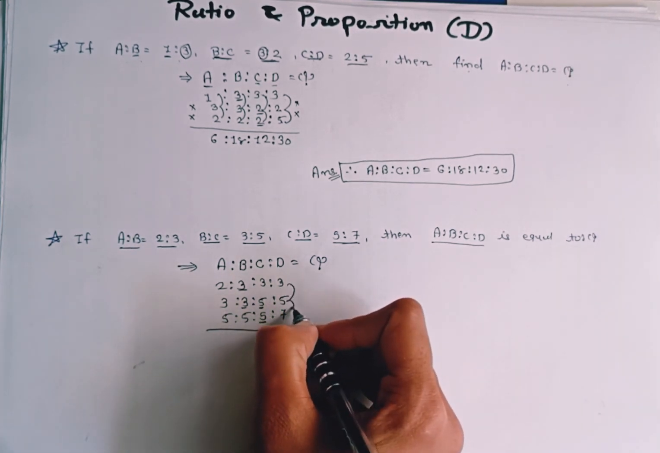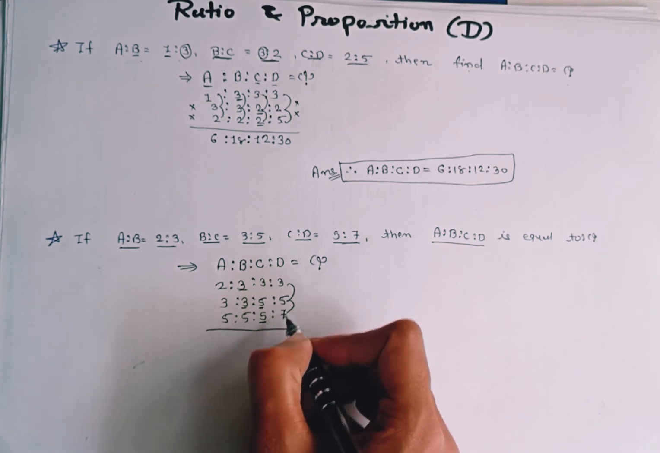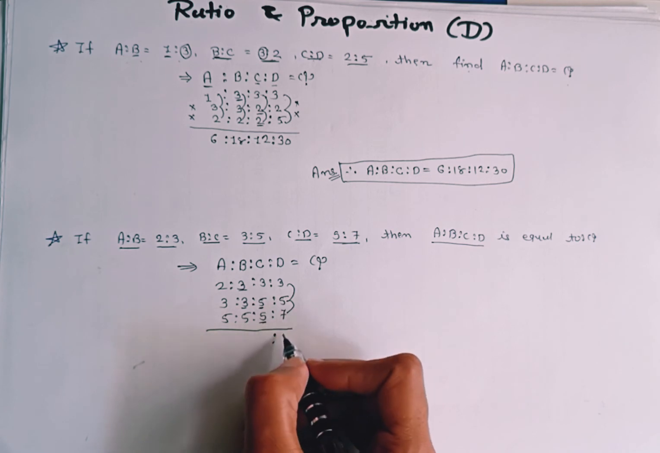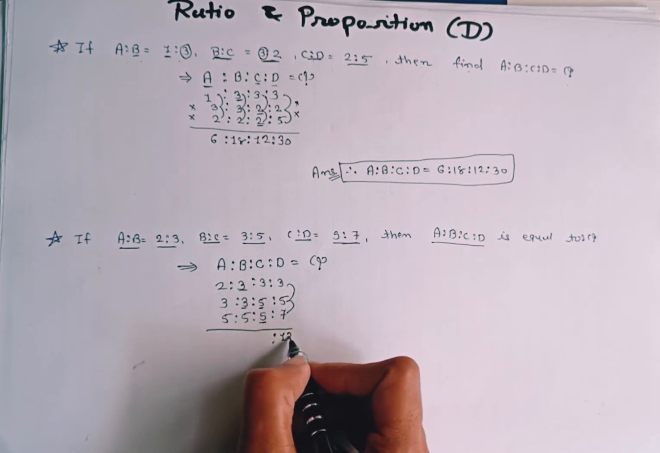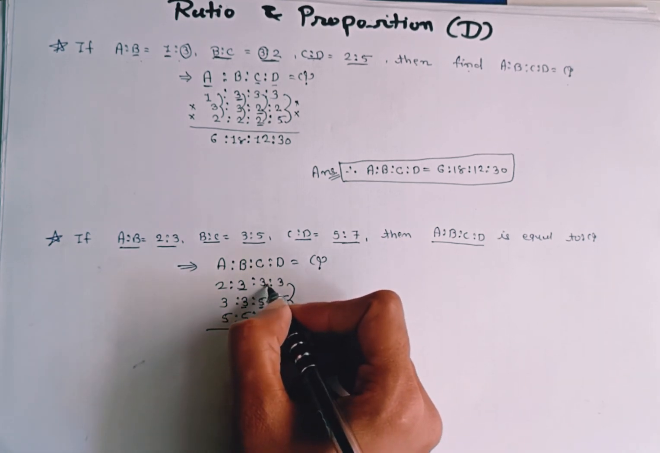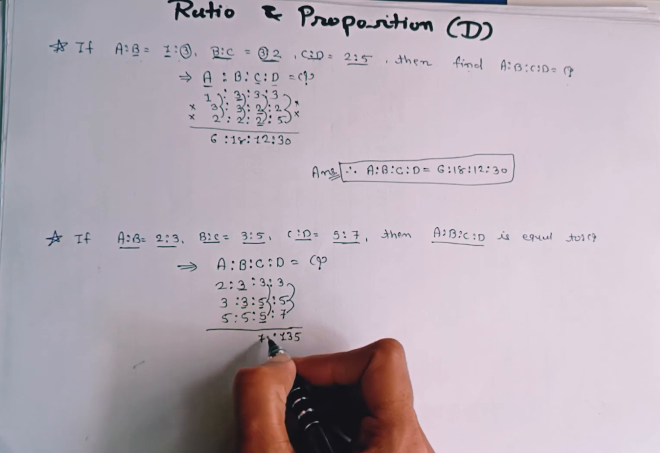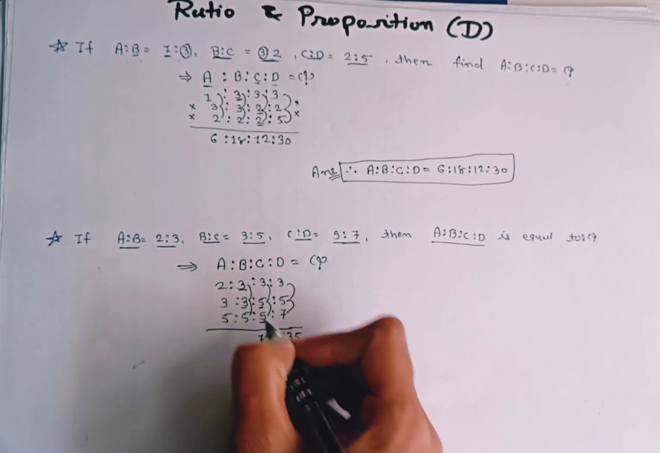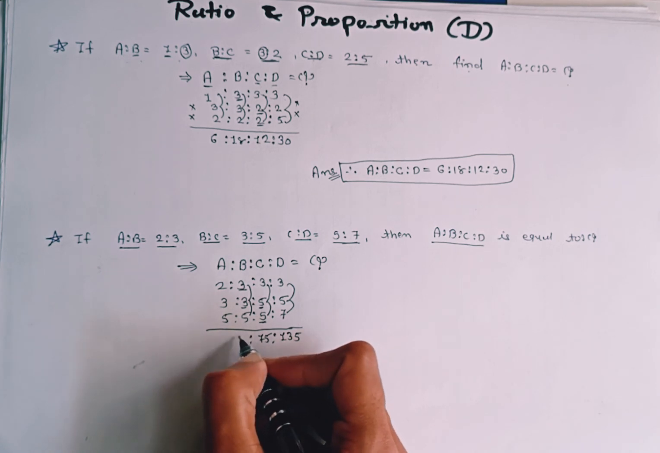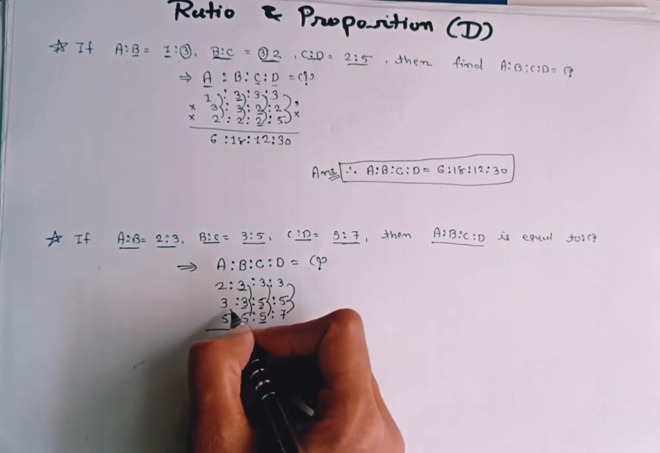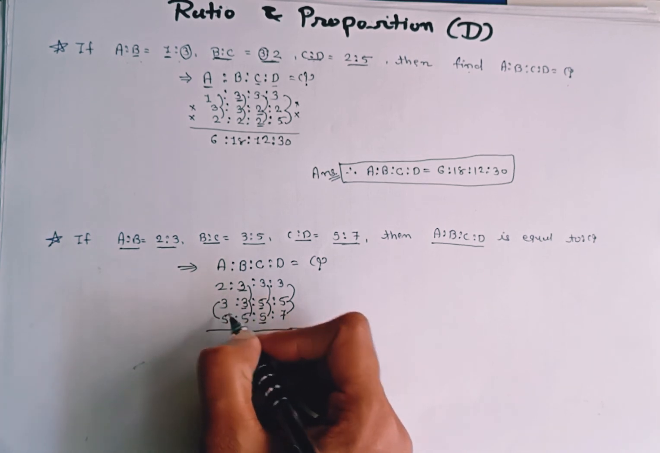Multiply 3 cross 5 cross 7, 135. 5 cross 5 into 3, 75. 3 cross 3 cross 5, 45. 2 cross 3 cross 2.